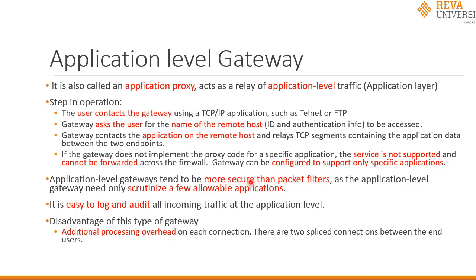Application level gateways tend to be more secure than packet filters, as the application level gateway need only scrutinize a few allowable applications rather than looking at all the things. It is easy to log and audit all incoming traffic at the application level, whereas in the case of other packet filtering firewalls, it is not that possible. A disadvantage of this type of gateway is additional processing overhead on each connection. There are two spliced connections here between the end users.